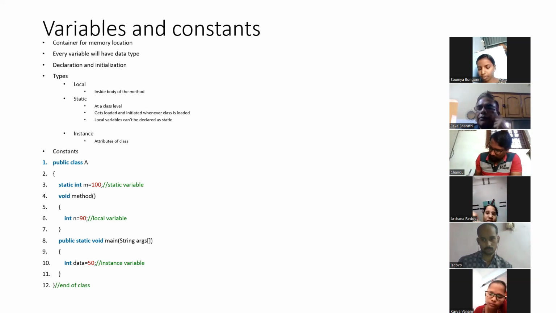Okay. Can somebody tell me the difference between these three: local, static, and instance? Anybody knows? Okay. The instance variable is nothing but the attributes.